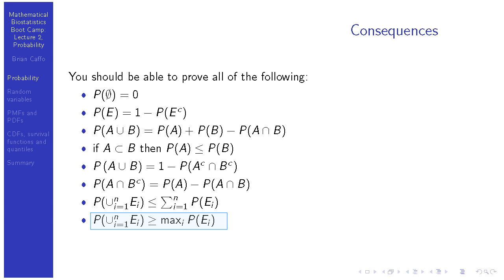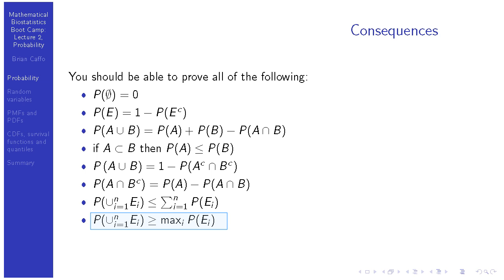The union is everything that's in any of the events, E1 to En, so it contains anything. The probability of that has to be bigger than any of its component events. I think that makes quite a bit of sense. So just let me give you an example.